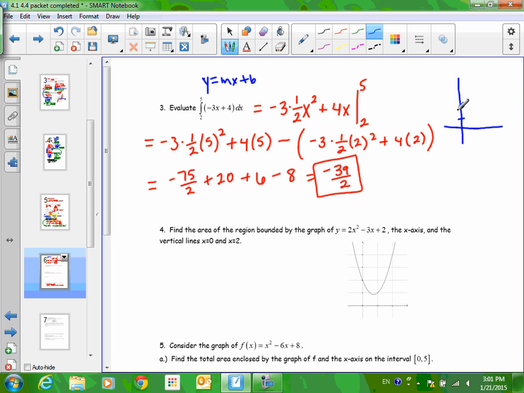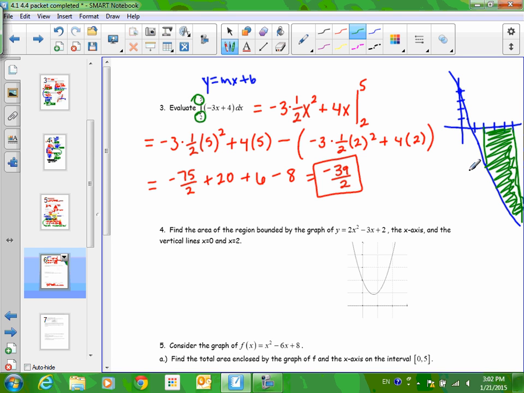1, 2, 3, 4. And then we go down 3 over 1, down 3 over 1. So it's a very steep line, okay? And like 1, 2, 3, 4, 5. And so it's very steep. And the area that I'm looking for is the area between this curve and the x-axis. It's always between the curve and the x-axis. In this case, the line and the x-axis, between 2 and 5. So here's 2, and here's 5. So look at where that area is.